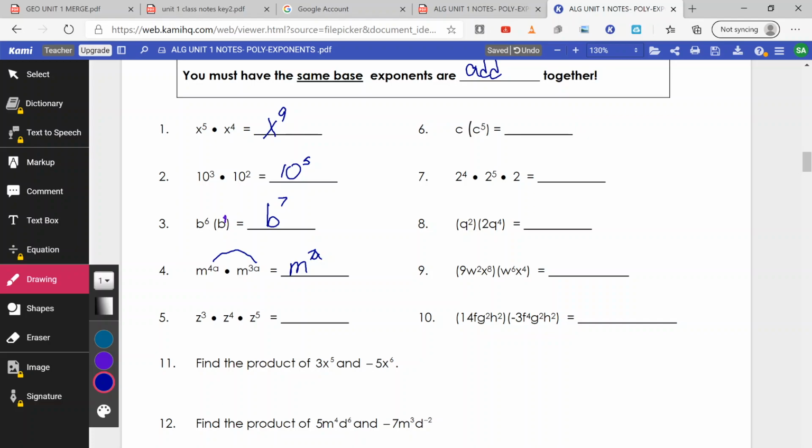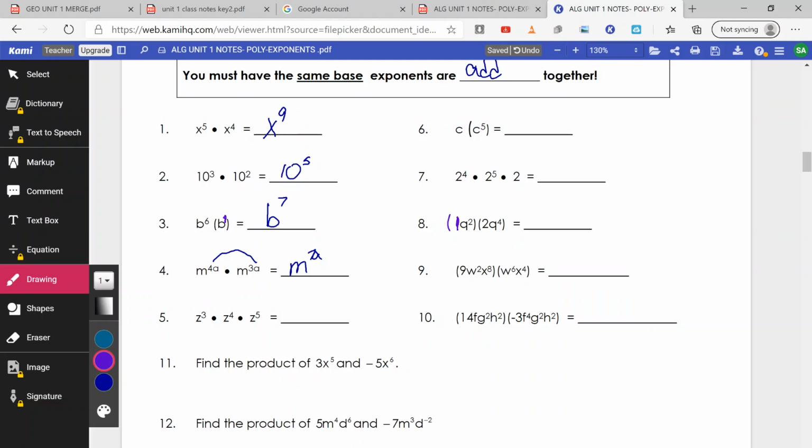Number 5, 6, 7, 8, we start looking at monomials that are involving coefficients. So again, we learned coefficient yesterday was the term in front of a letter. So here we have a coefficient of 2. And for our first parenthesis here, we just have q squared. If I don't see a number out front, I can automatically assume it's 1. So I'll change this to 1q squared times 2q to the fourth.